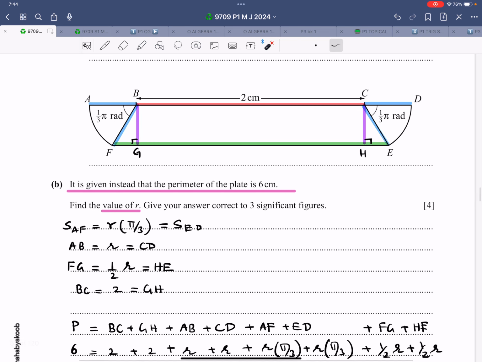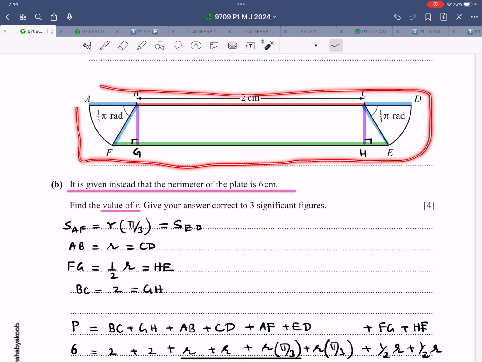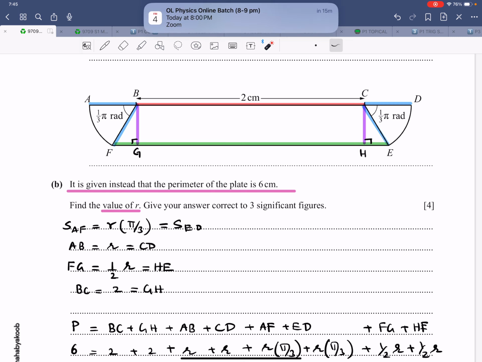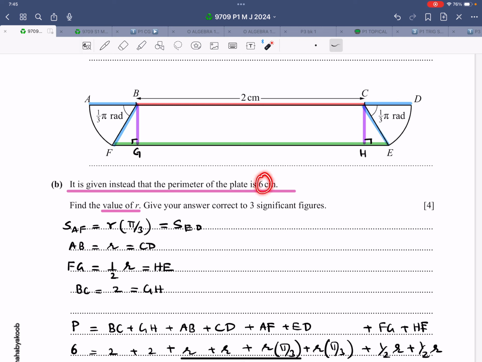Now, since you will be having the paper wide open, you can flip the page or look at the side. So what I've done is that I have taken this diagram, took a screenshot and pasted it over here. Now in part B, it is given instead that the perimeter of the plate is 6. So now they are not using that previous value of R. So now this value is 6. Find the value of R. Give your answer correct to 3 significant figures.